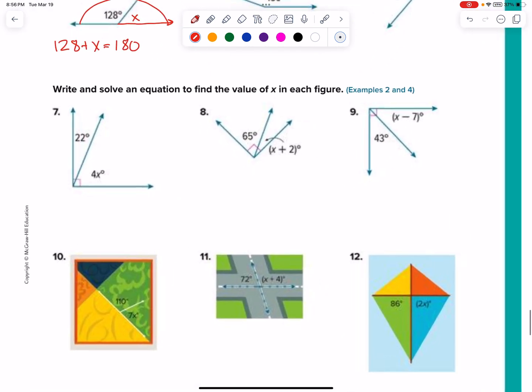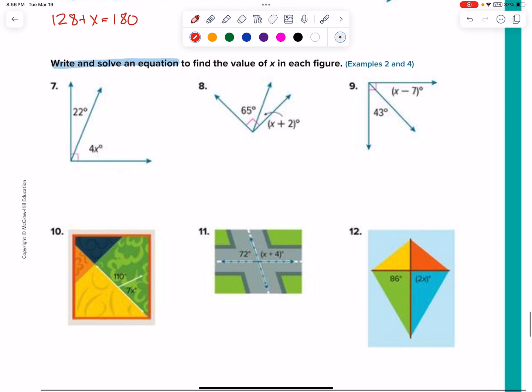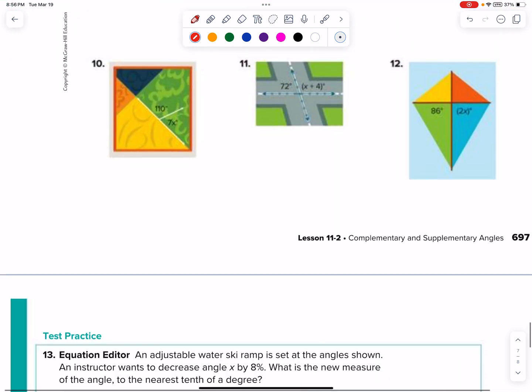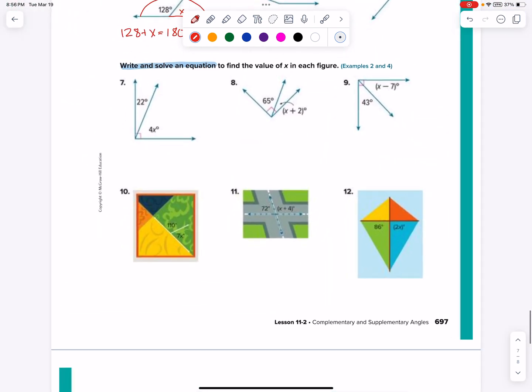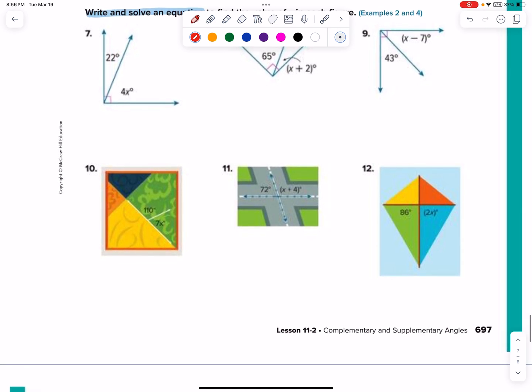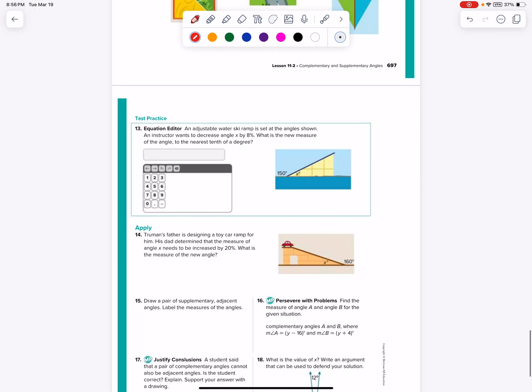Now we're writing and solving an equation, so you actually have to create the equation to solve for x. You can go ahead and play with those. And then we have 10, 11, and 12. We're not going to do all these things down here. I'll walk you through what we're going to do. We have 10, 11, and 12, where they're real life problems, and you're going to look and determine are they complementary or are they supplementary. So you can go ahead and create those equations, look back at examples 2 and 4 if you need help with that.